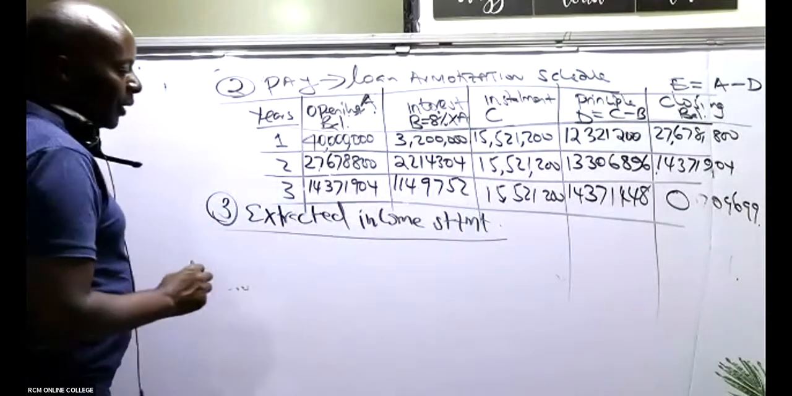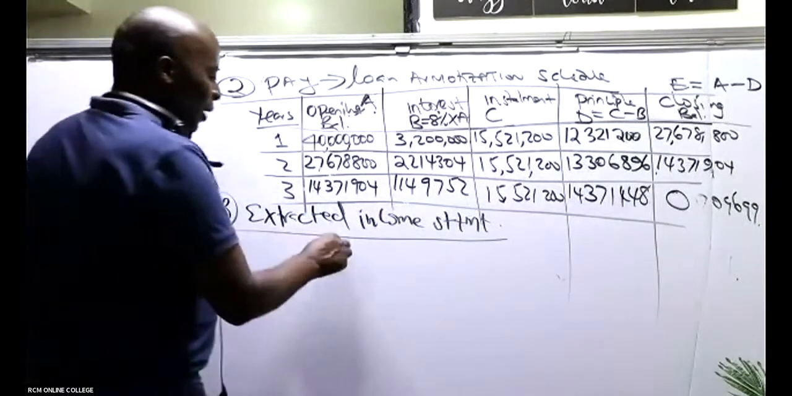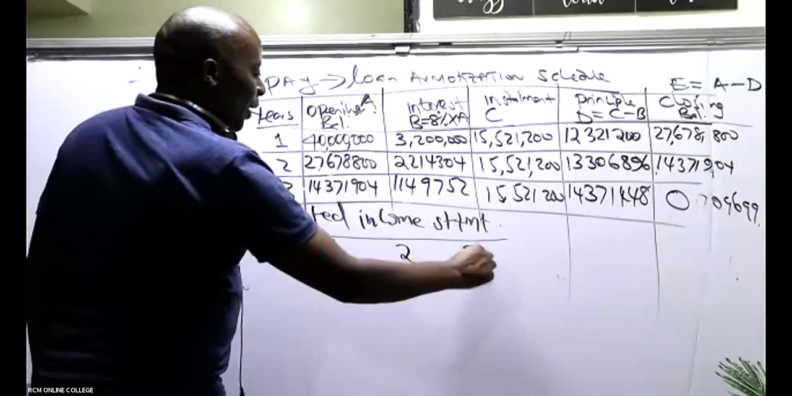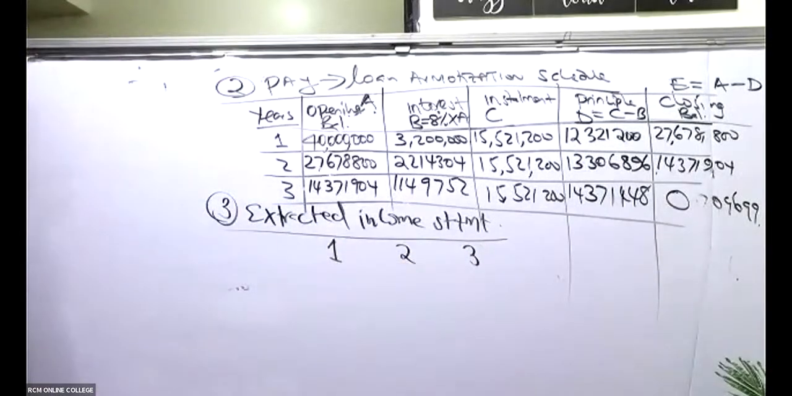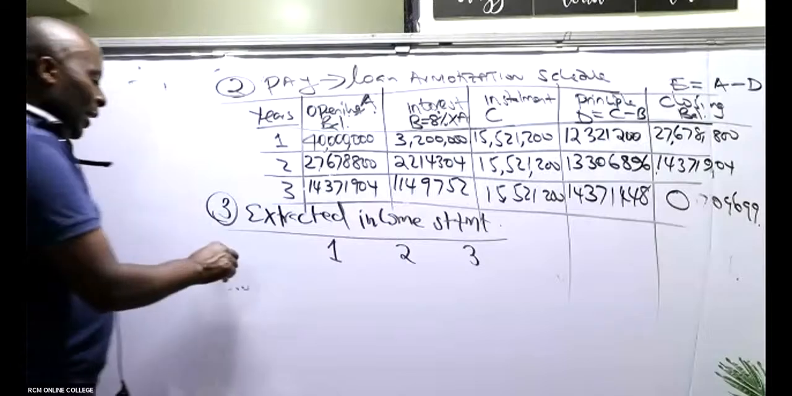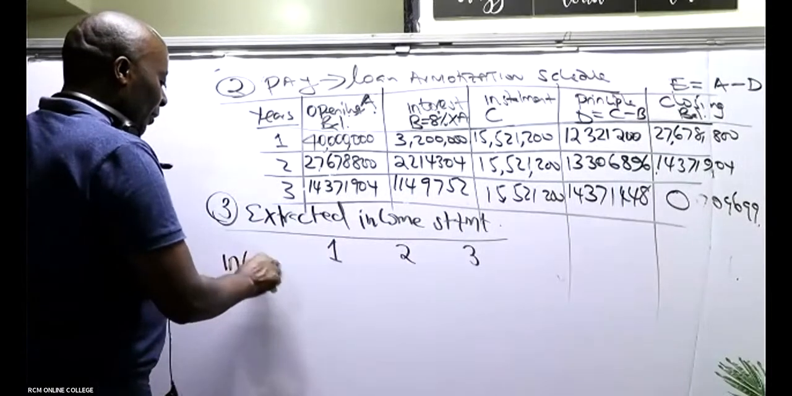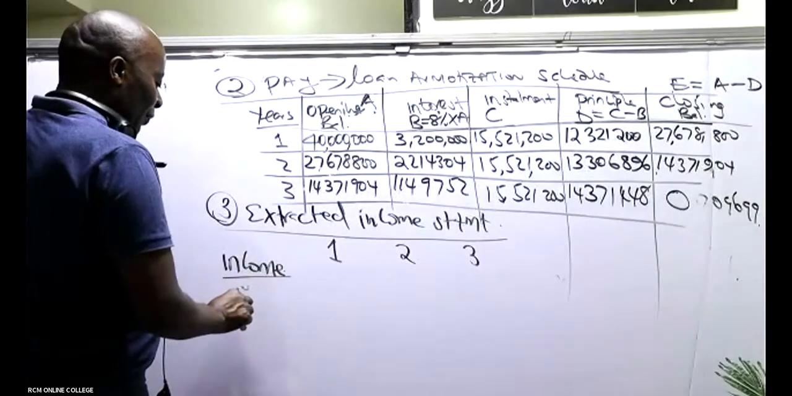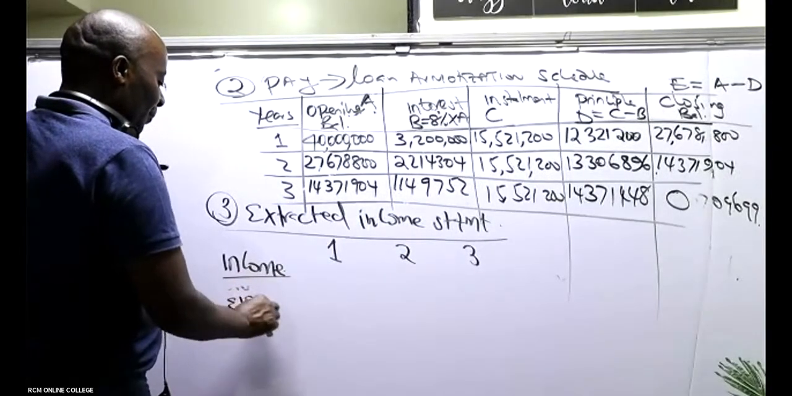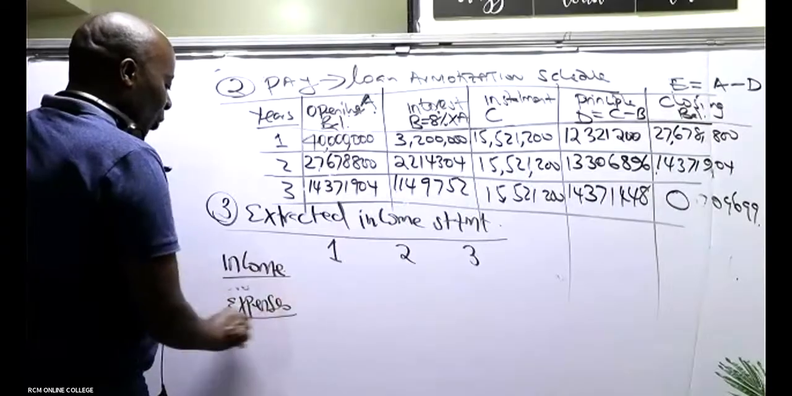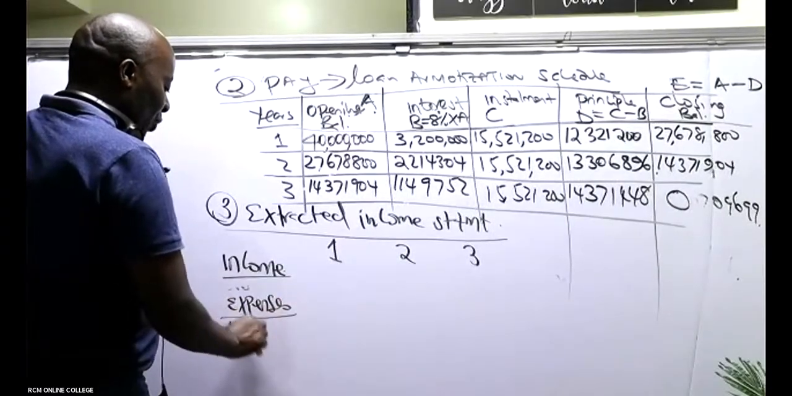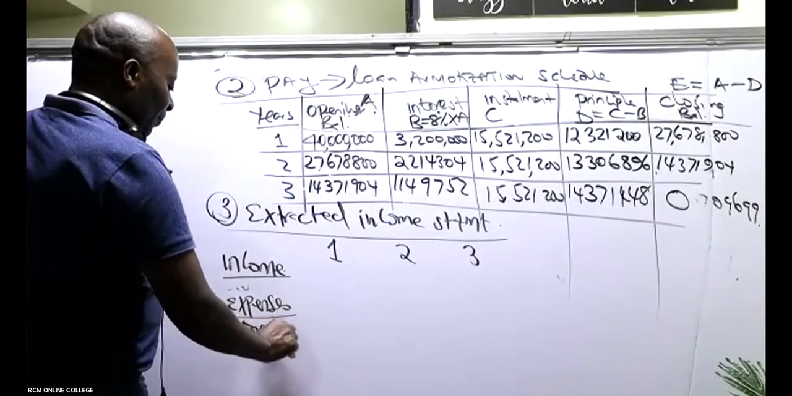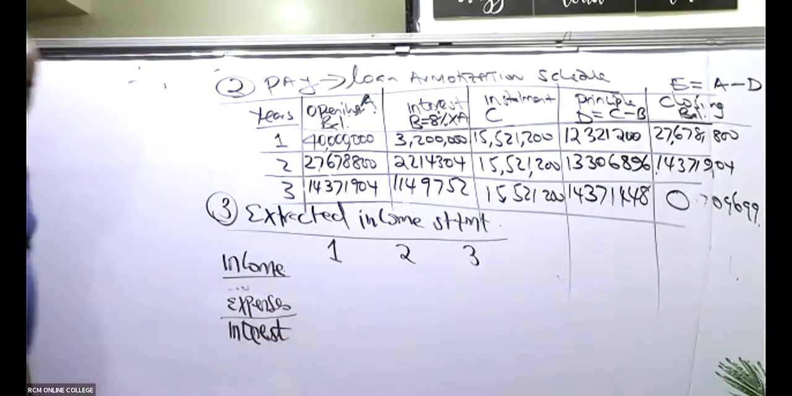Extracted income statement. So remember, we have 3 years: year 1, year 2, year 3. So you're going to have an income because there was a disposal done. And then we have expenses. There are two expenses normally. We have interest paid, we have interest there.